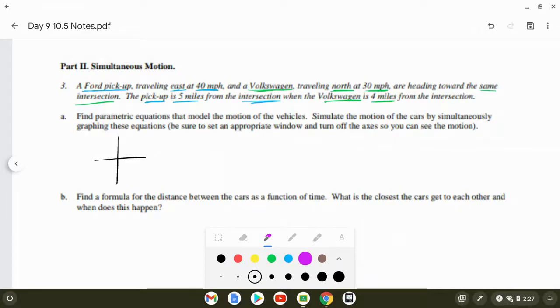So the first example we have here is a Ford pickup truck traveling east at 40 miles an hour, and then a Volkswagen traveling north at 30 miles an hour. They're both heading toward the same point. The pickup is 5 miles from the intersection. The Volkswagen is 4 miles from the intersection.